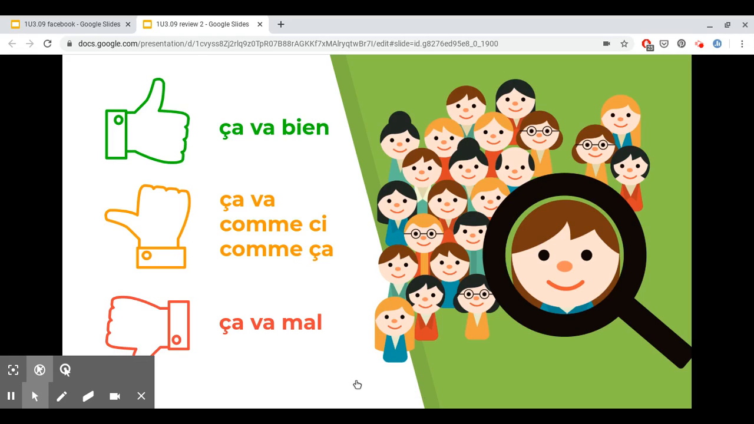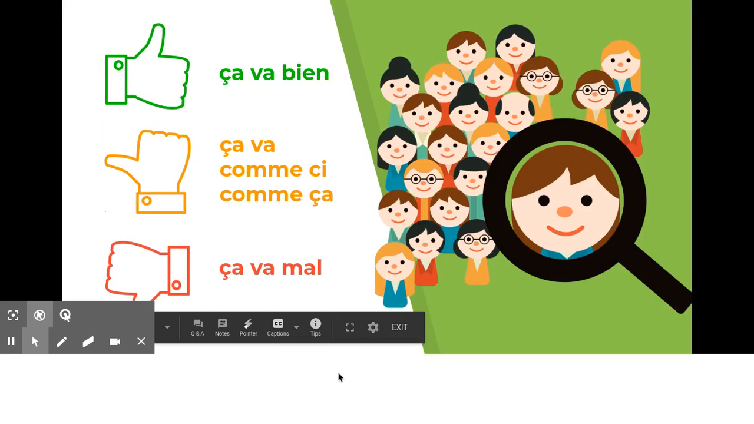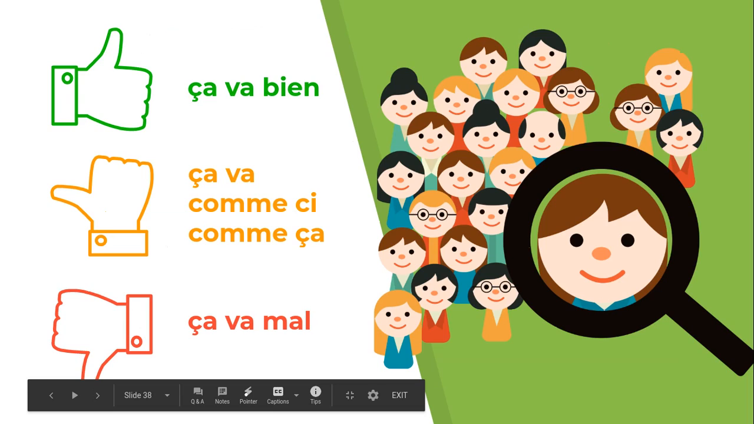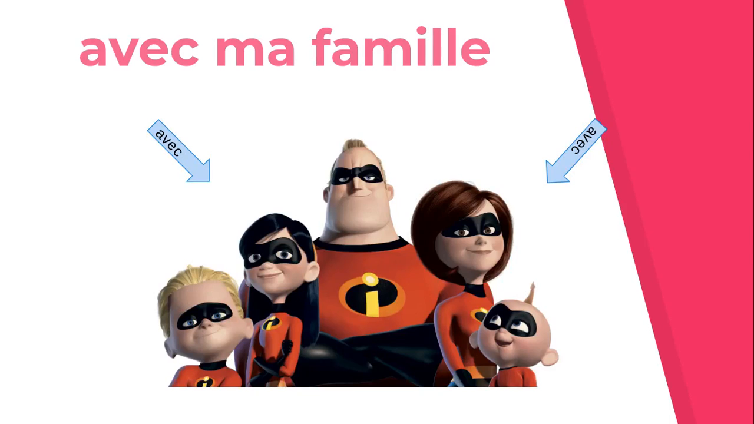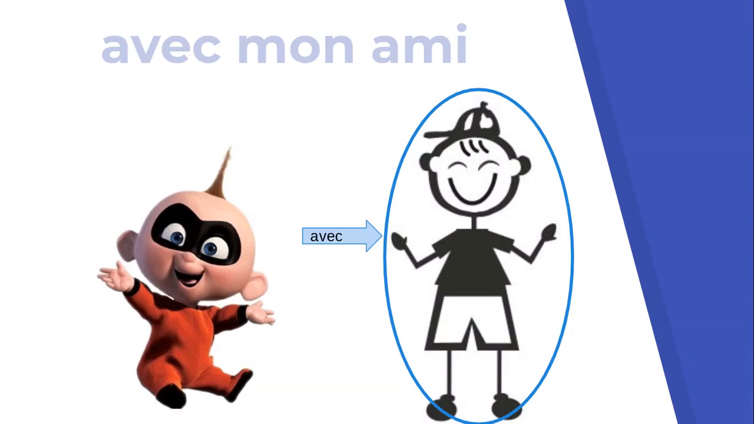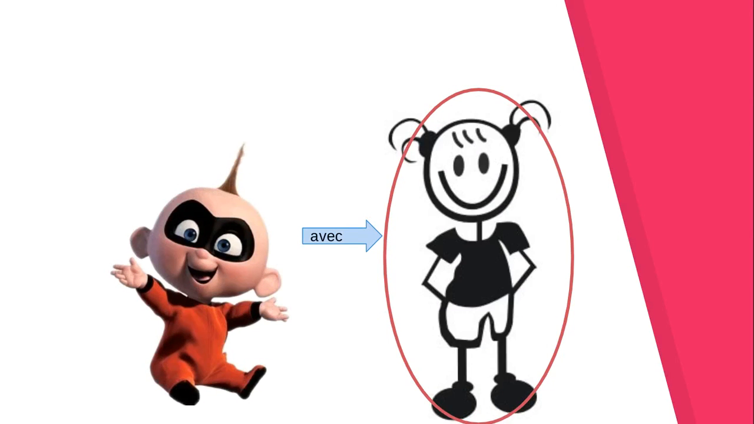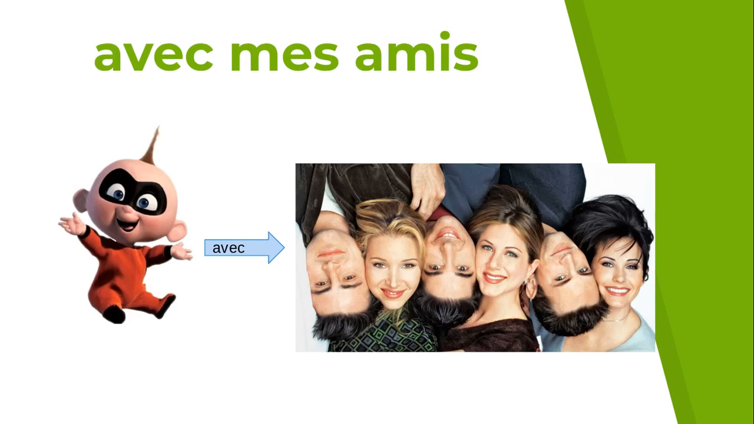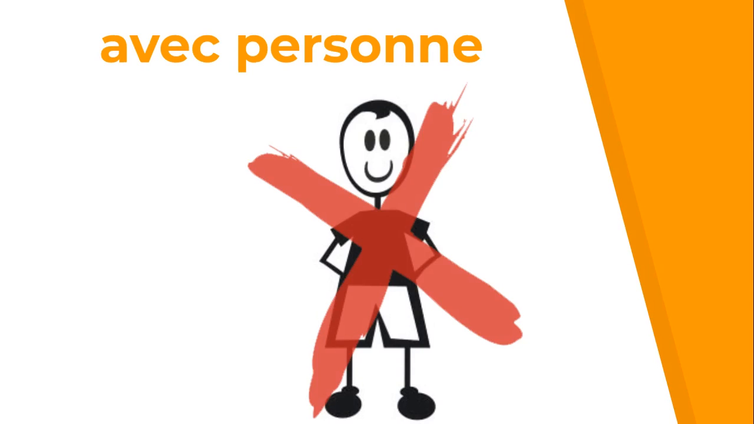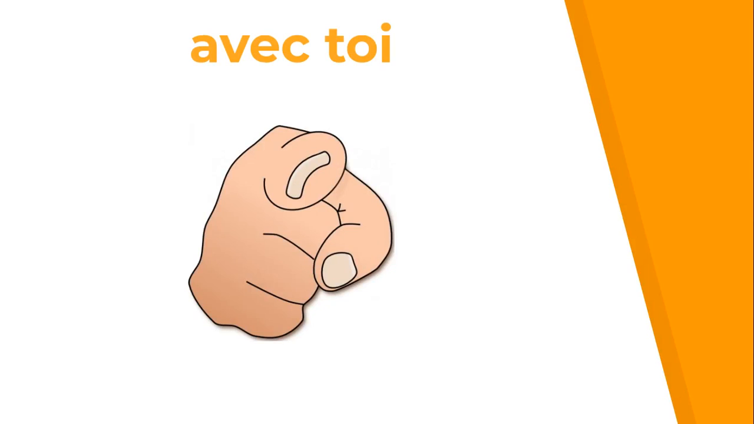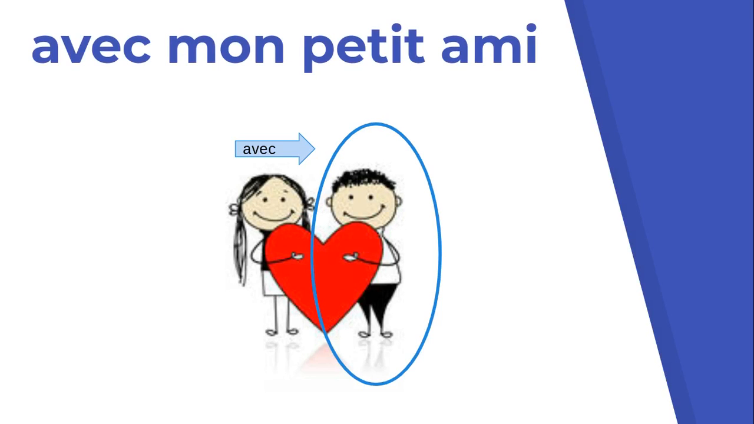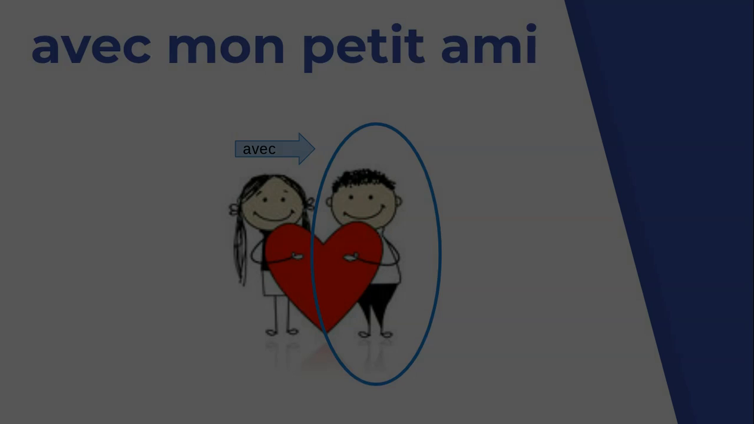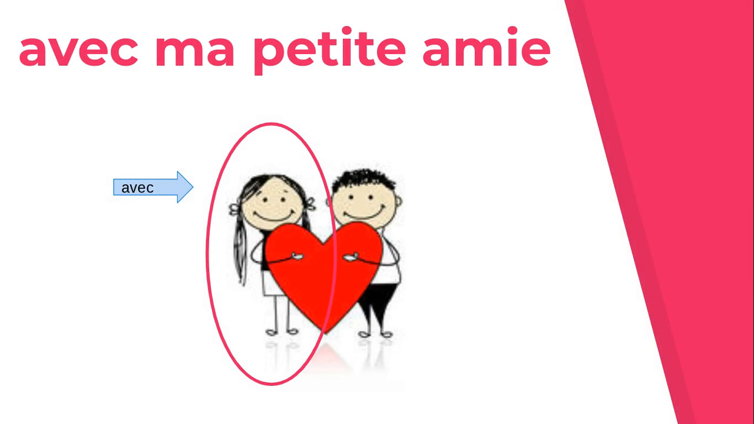Alors, ça va bien? Ça va comme ci, comme ça? Ou ça va mal? How are we feeling after that quiz? Okay, excellent. Alors, répétez, s'il vous plaît. Avec qui? Avec ma famille? Avec mon ami? Avec mes amis? Avec personne? Avec toi, avec mon petit ami, avec ma petite amie.